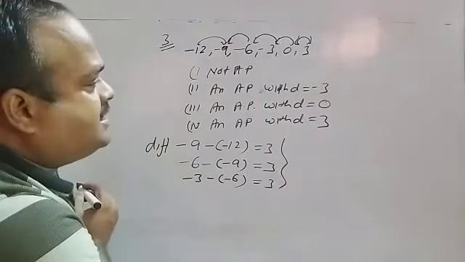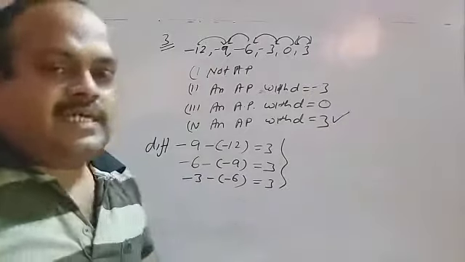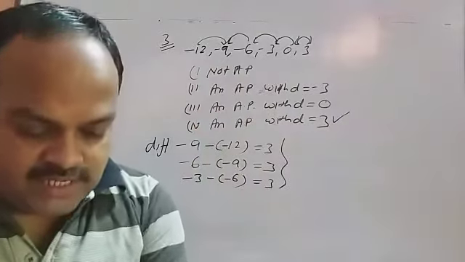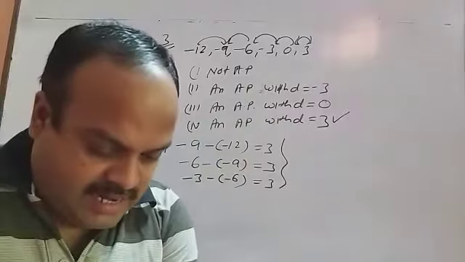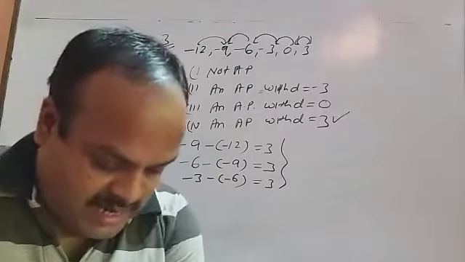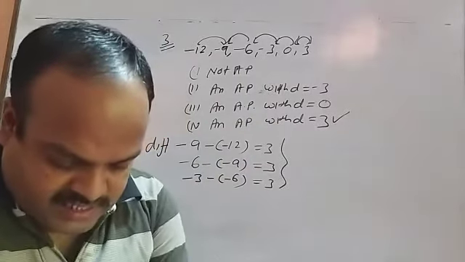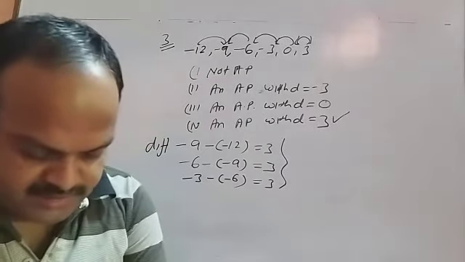So which option is correct? Fourth option is correct. The series given to us is an AP and the common difference is 3. Next question.